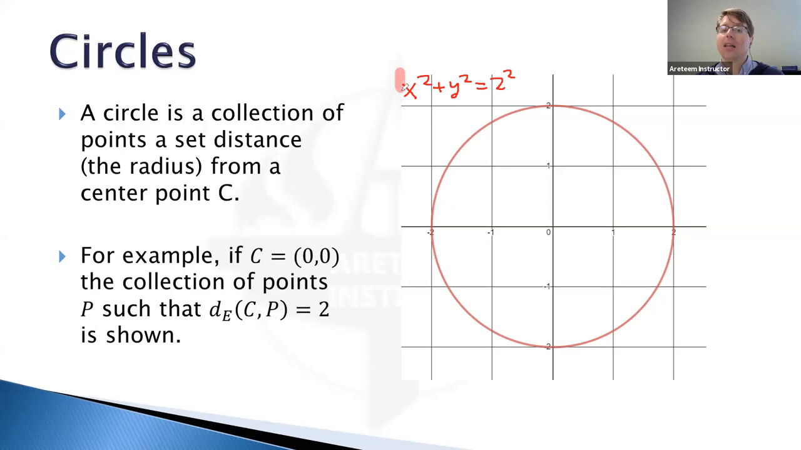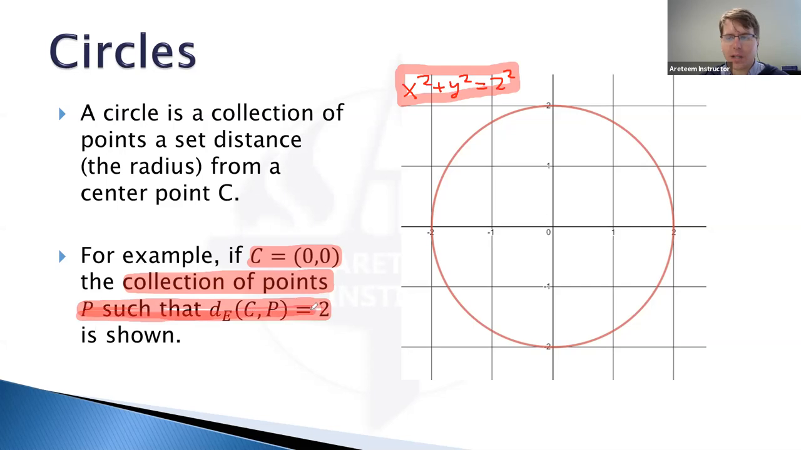A lot of these things, and this is something we'll touch on a little later if we have some time. But we want to picture this now as, if we have C being (0, 0), we want to look at the collection of points P. So this is all the points P such that the distance from C to P is 2. Sometimes this is called a locus definition.